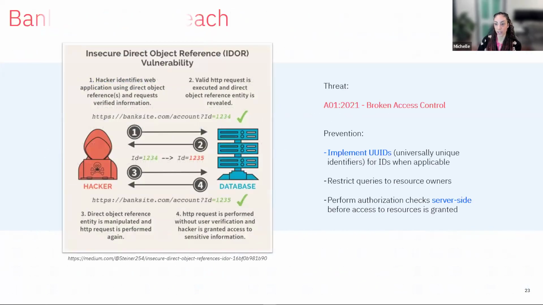Next up, we've got an insecure direct object reference. This is a banking portal breach. This is the number 1 broken access control. So to get ahead of something like this, you could implement UUIDs for your account identifiers, restrict queries to resource owners, and perform authorization checks on the server side prior to giving access to resources. Client side is typically not going to be enough.